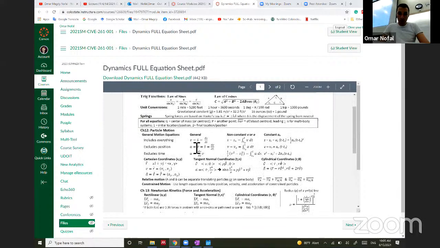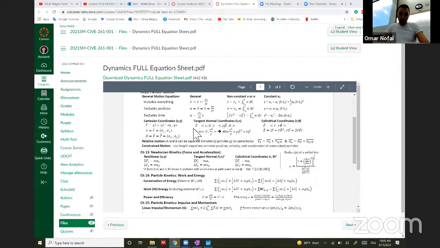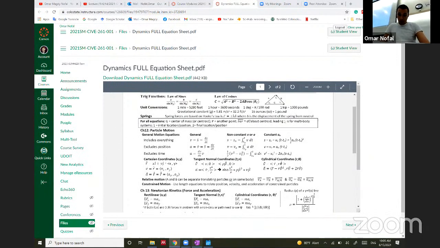You will find the general equations, v and a, and also the non-constant v or a, s minus s naught, and you will find the one for constant a. So you don't have to deduce them from first principles. You can just use the direct equations without using the integration and differentiation. Also you will find other equations that we will be moving forward with, for the Cartesian coordinate system and tangent-normal. So you will be able to find almost all of the equations that we will be using throughout the semester. So let's get back.